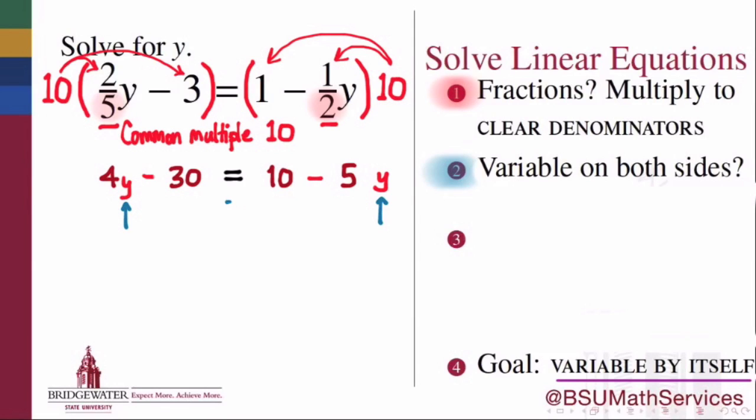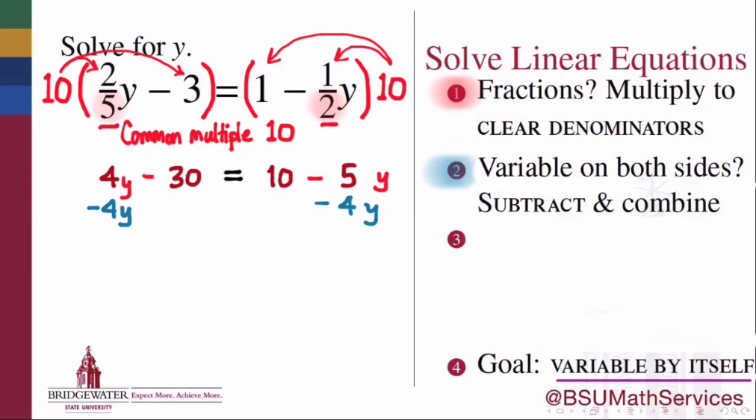Next, if the variable exists on both sides of the equation, we have to fix that next. In order to get all the variable instances onto one side of the equation, use subtraction. We can choose to either subtract the 4y or subtract the negative 5y in this example. I'm going to choose to subtract the 4y.